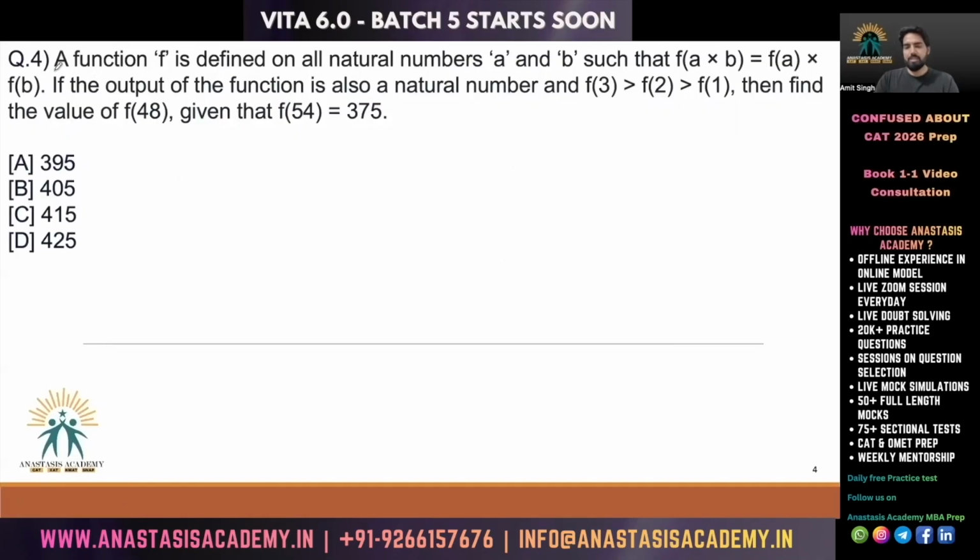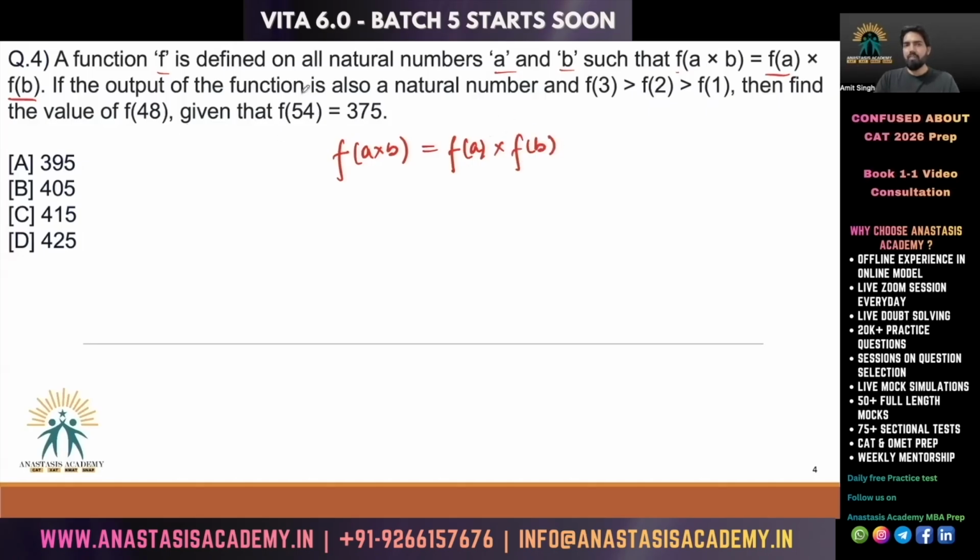Let's look at this question now. A function f is defined on all natural numbers a and b such that f of a into b is defined as f of a into f of b. So this function is defined as f of a cross b, and it is defined as f of a into f of b, the product of these two.